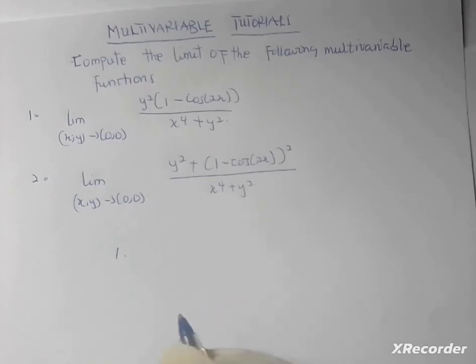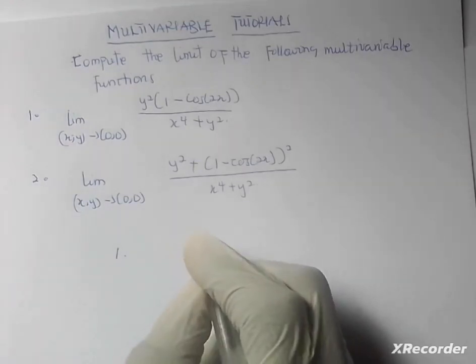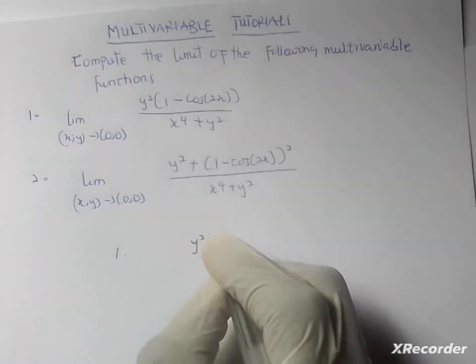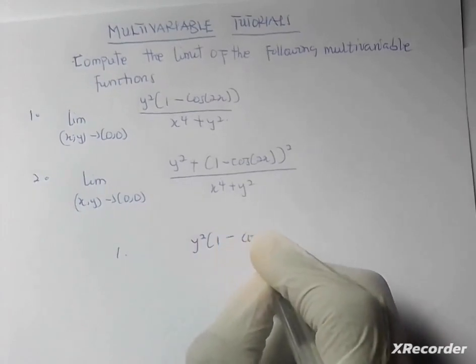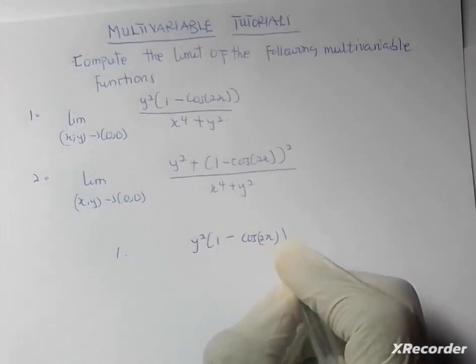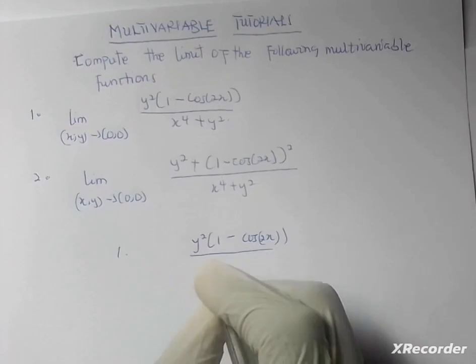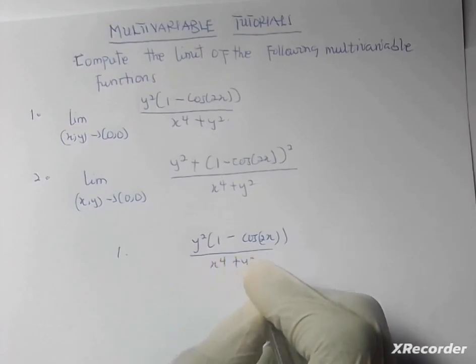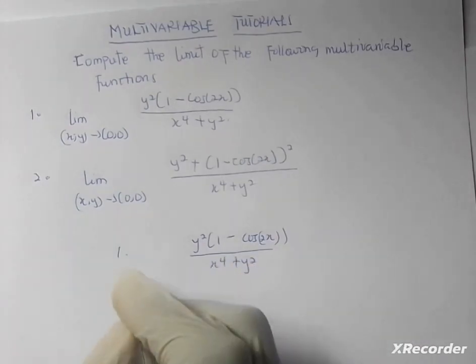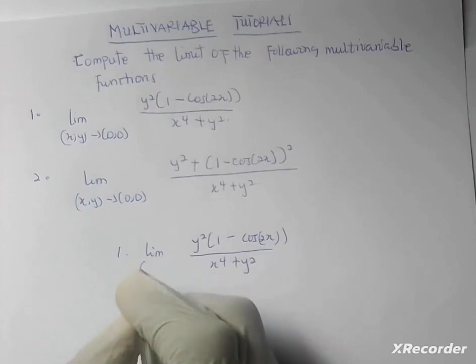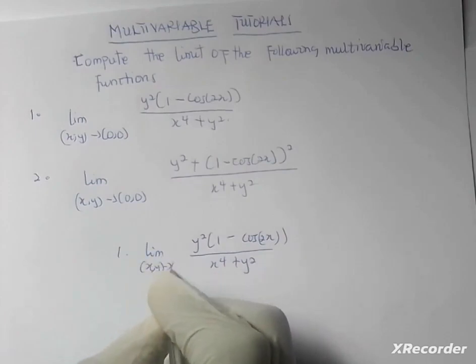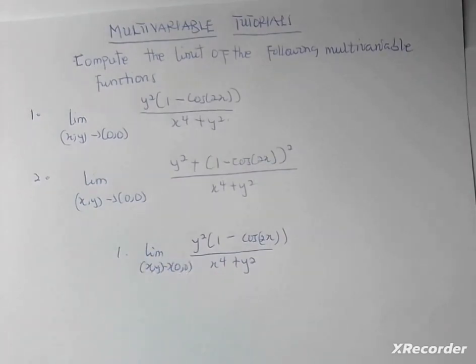So let's see how we go about this. I have my function to be y squared times (1 minus cos 2x) all over x to the power 4 plus y squared, and I'm finding the limit as (x,y) approaches (0,0).